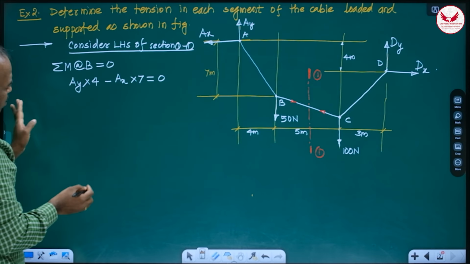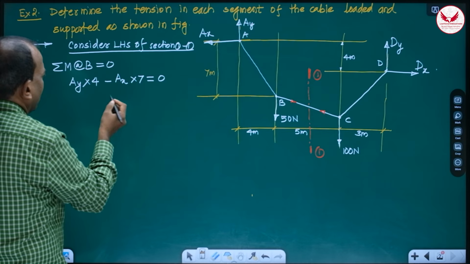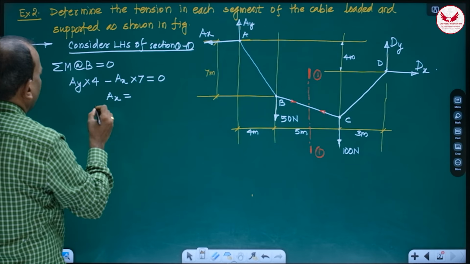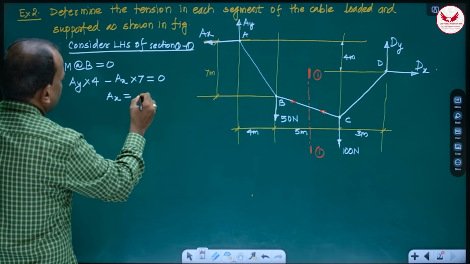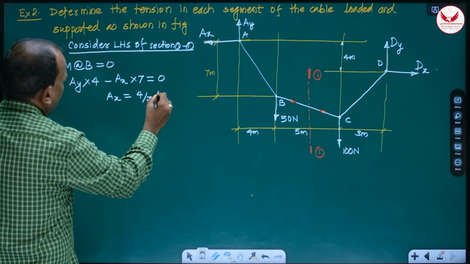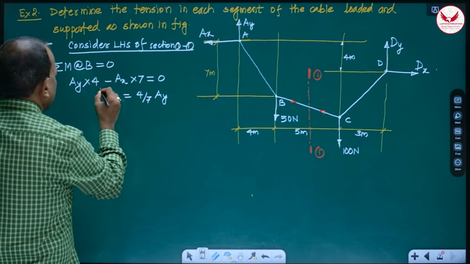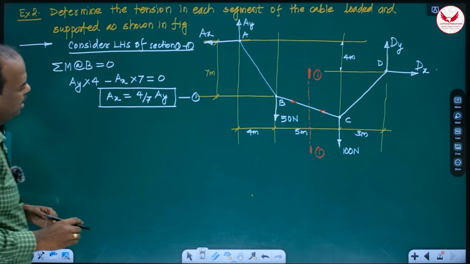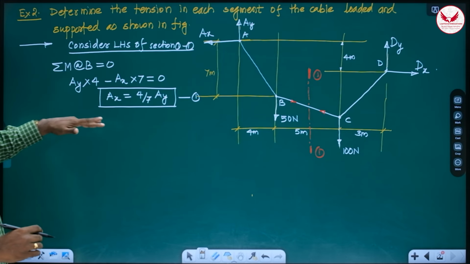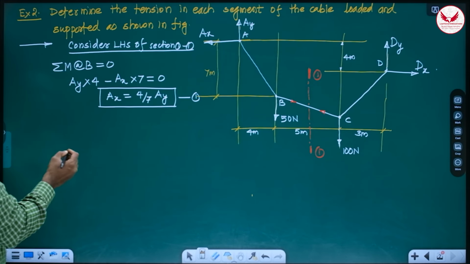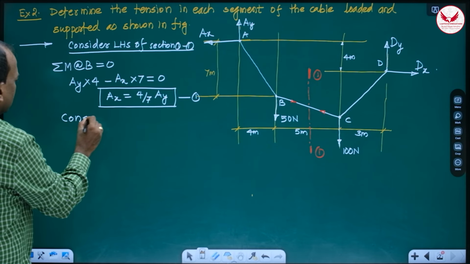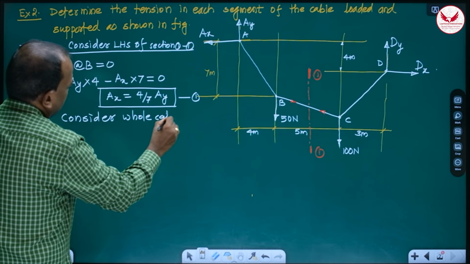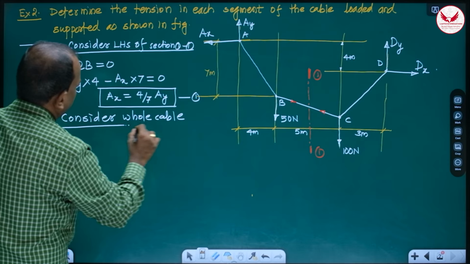Means we will have the relation between AX and AY. So you can convert anything. So AX will be 4 by 7 AY. So see the procedure carefully. Here I am using initially the known sag. And now afterwards I'll consider the whole cable. Now consider whole cable. Same diagram, no additional diagram.